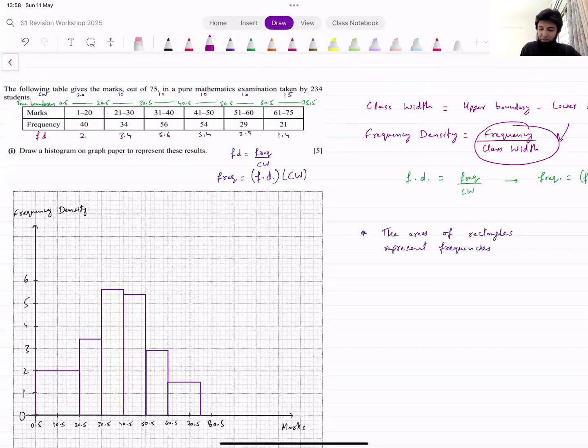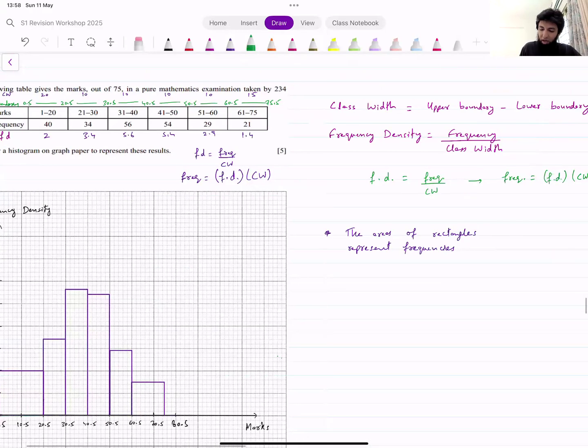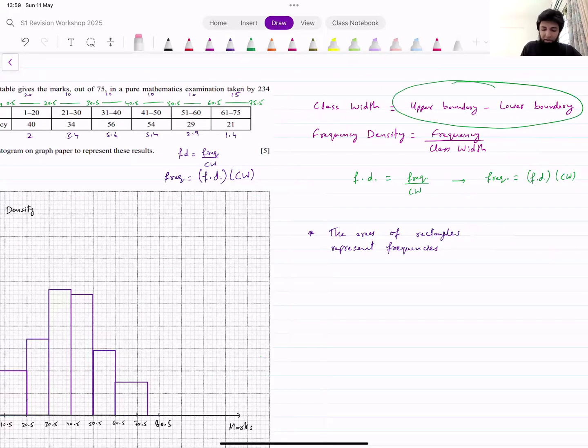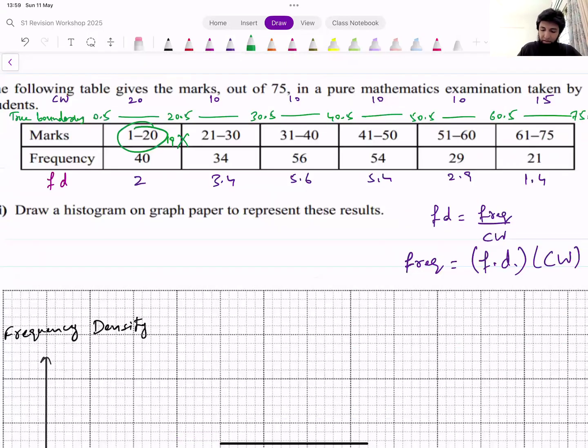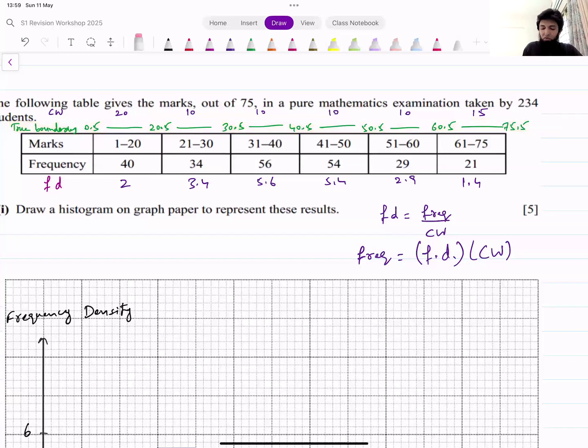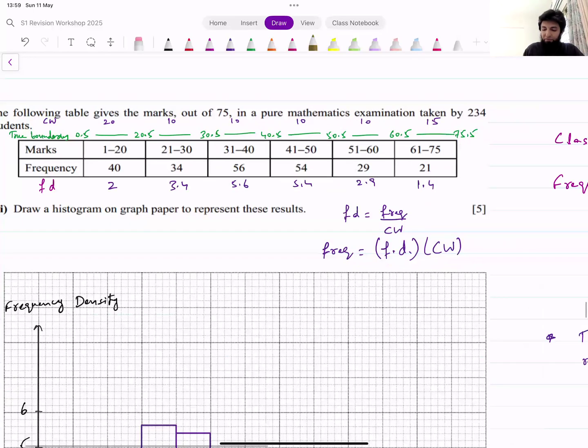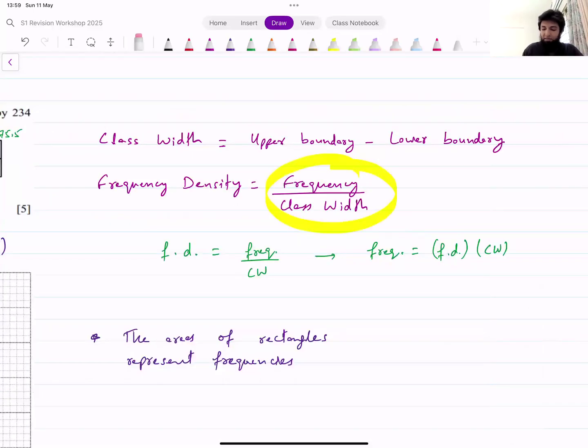Now, for that, we need class width. What is class width? Class width is the upper boundary minus the lower boundary. Now, how do you find that? You are not just going to do 20 minus 1. That will be wrong. That's 19. The class width is going to be calculated after you have first found the true class boundaries, and then use those true class boundaries to find the class widths. 20.5 minus 0.5, that's 20. 30.5 minus 20.5, that's 10, and so on for the rest of the data. And then frequency density is calculated as frequency over class width. You can use that to find frequency densities.